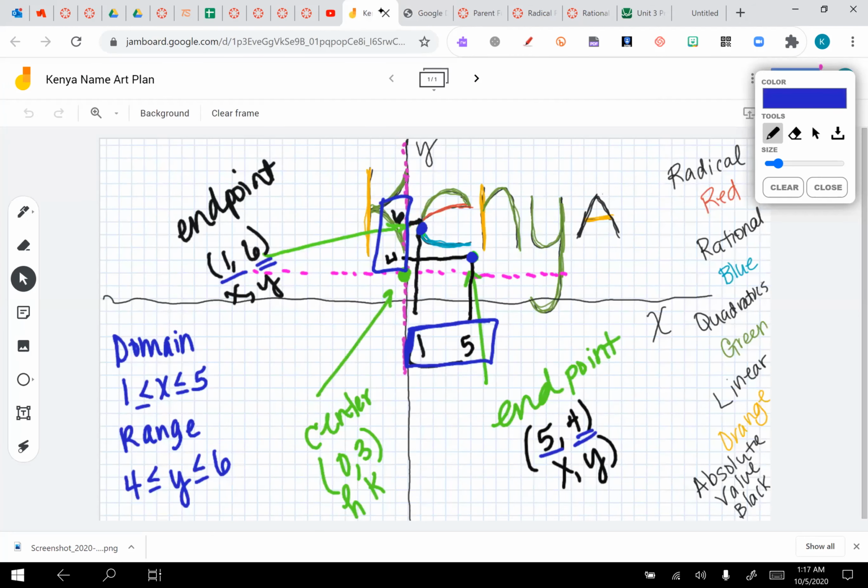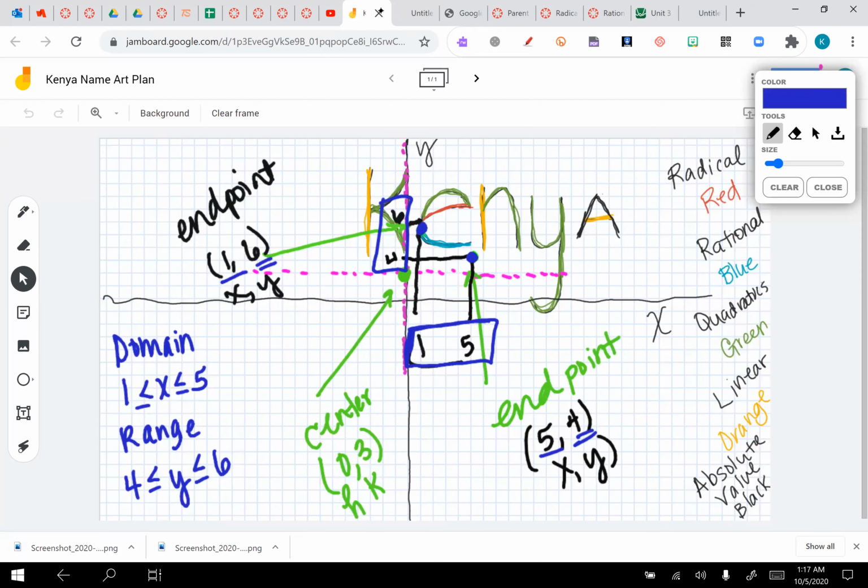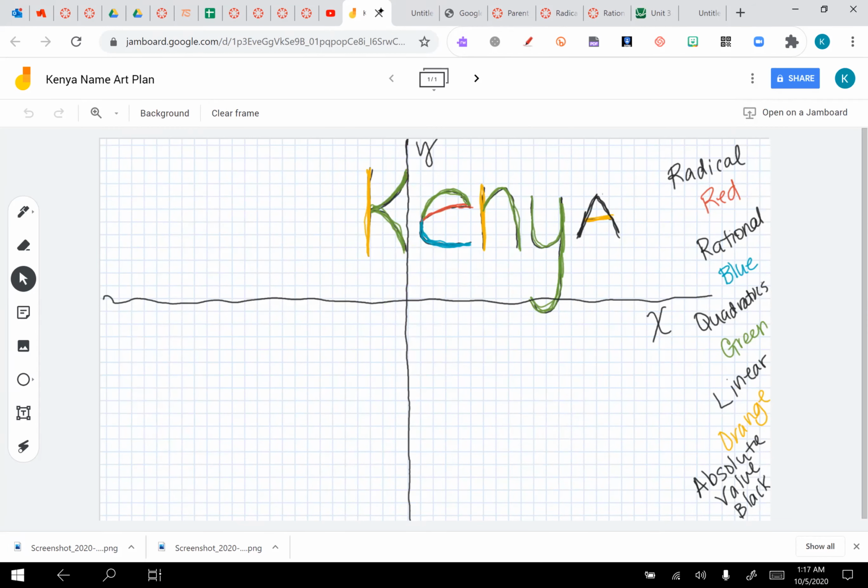All right, so I'll go back to my Jamboard. This is looking kind of messy, but let's download that. Then let's clear this. All right, so let's talk about end behavior. Now, this is a hyperbola. For a hyperbola, look at the parent function.